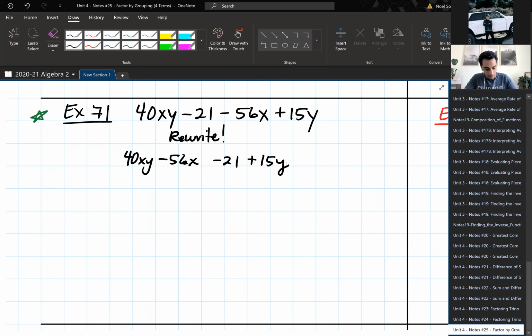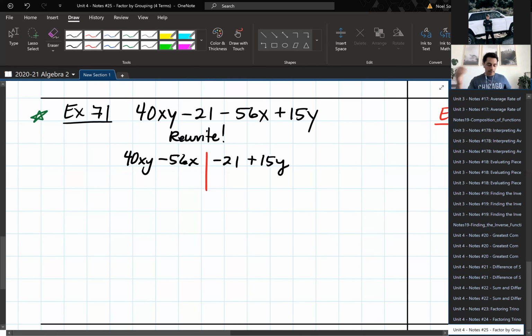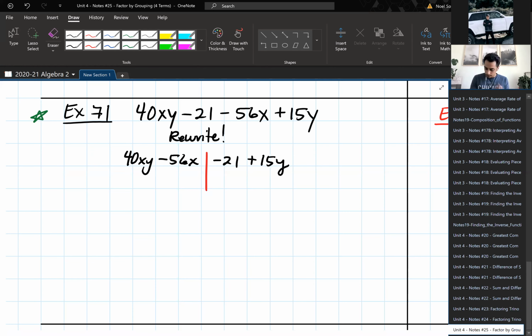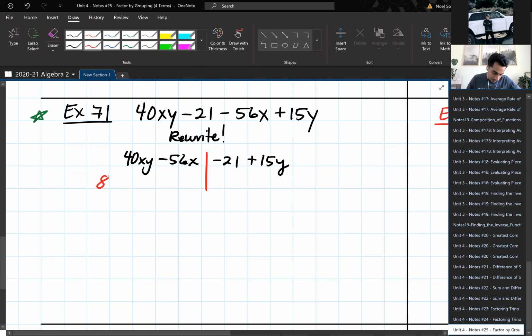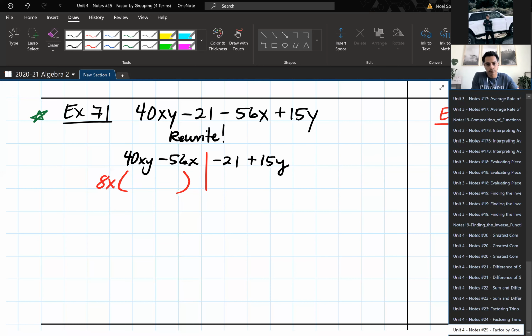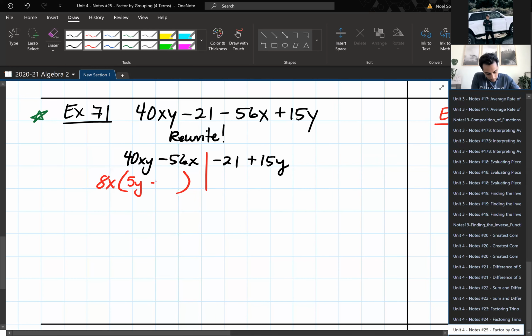Okay, so now let's try it. Split it into two groups. What is the GCF of the first two terms? All right, we have 8x. We have something good. 8x, what's left over? Okay, we have 5y minus 7. Okay, good. You take a look at the next two terms.